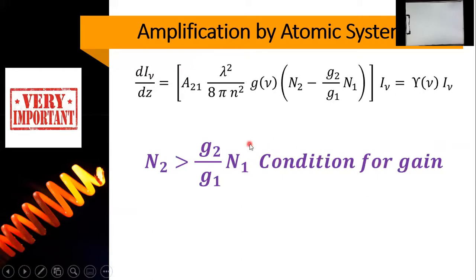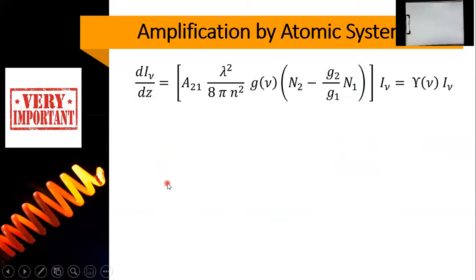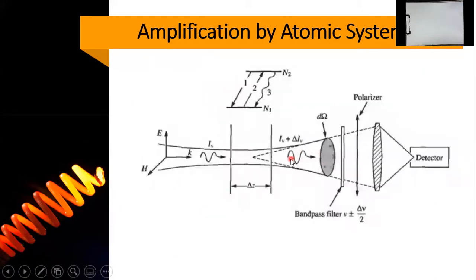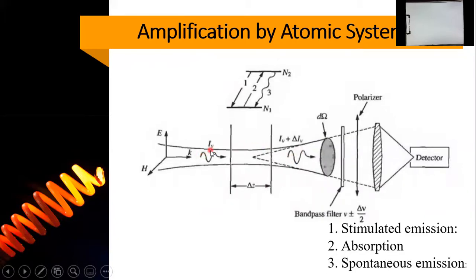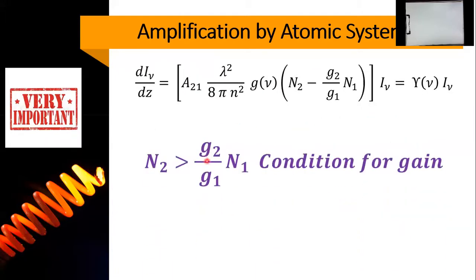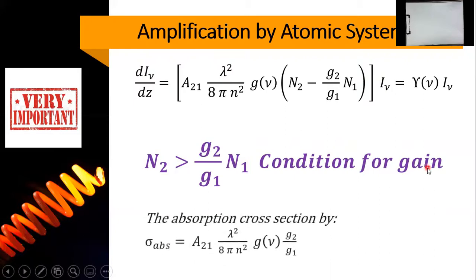So in order to grant this condition for a gain, in order to be sure that the light that you will collect is greater than the light you have inserted, you have to manage this condition to have the population in level number 2 greater than G2 over G1, which are constants related to the density of states, if you remember, times N1. If this condition happens, then this will be a condition for a gain, or between brackets, a condition for lasing.